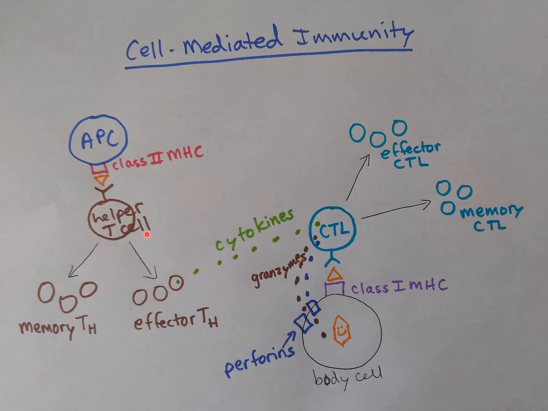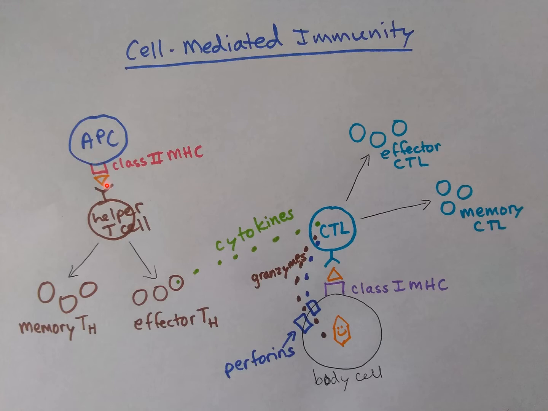We've got the helper T cell, and that has been presented antigen by an antigen presenting cell, which could be either a macrophage, dendritic cell, or B lymphocyte. And this antigen presenting cell is going to present the antigen that it's found, maybe it's the measles virus again, on the class 2 MHC protein.